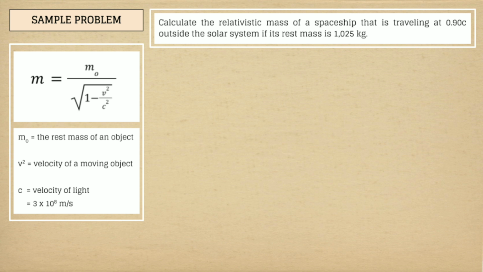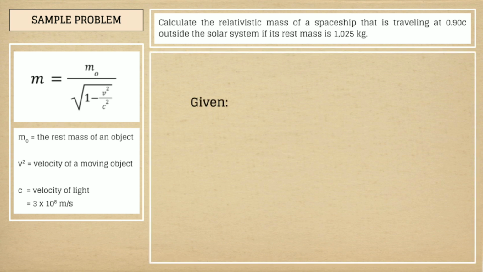Just like what we usually do, identify first the given values in the problem. So we have 1025 kilograms as the rest mass, 0.90 the speed of light as our velocity, and the constant value of the speed of light, of course. Now we are asked to find the relativistic mass of that spaceship. Here's what we are going to do.